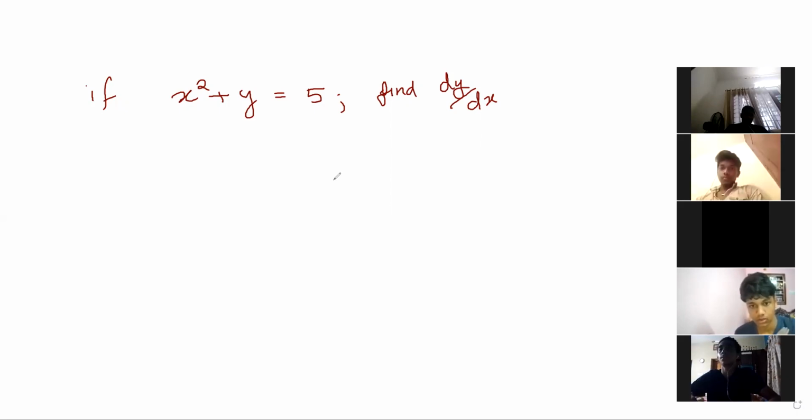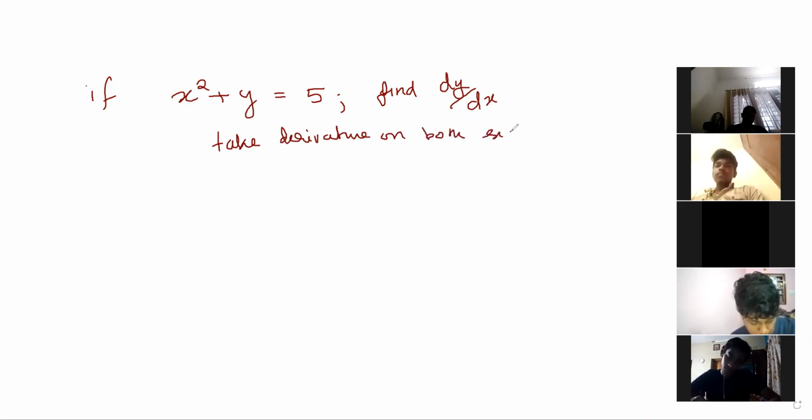Ganesh? Yes, miss. Can you tell the derivative? What is the derivative of x square? So in this question, they're asking dy by dx, isn't it? So you have to take derivative on both sides. Since this is the first question, if you want, you can write take derivative on both sides. In the next questions, no need to write this step. This is just for understanding.